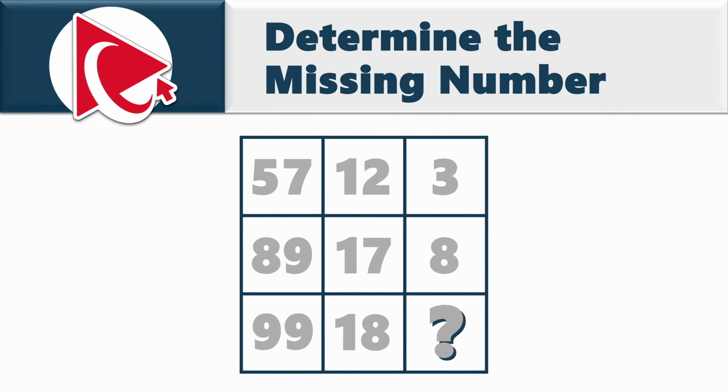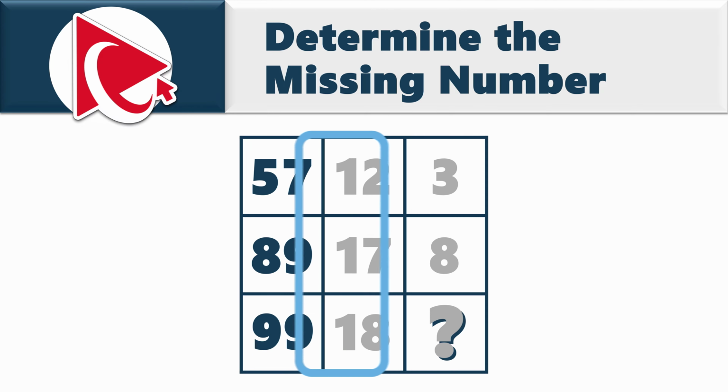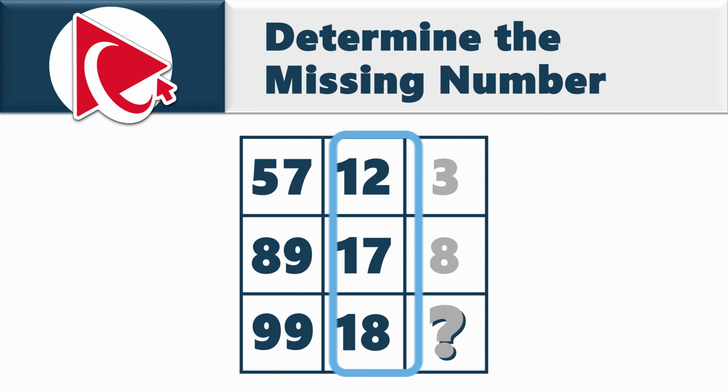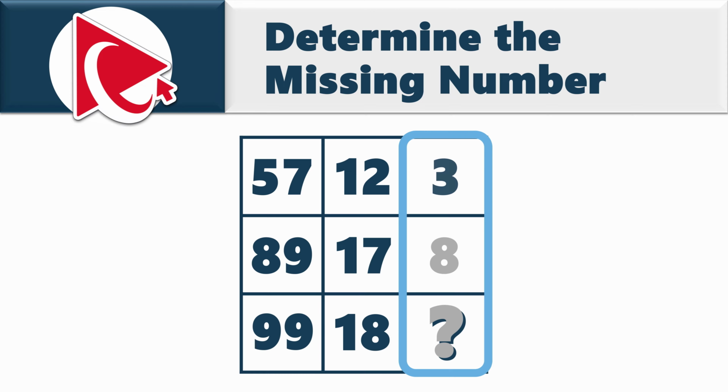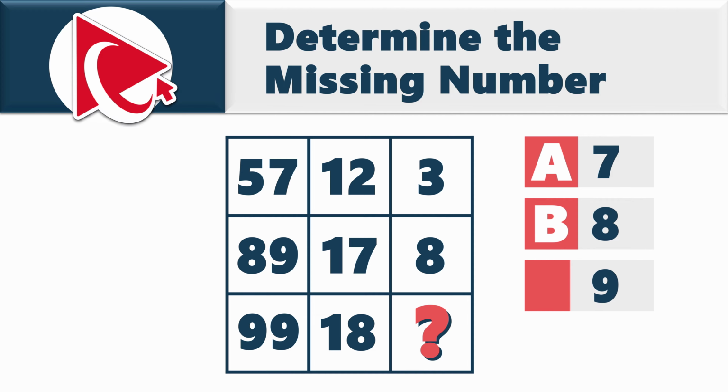You are presented with a 3x3 square. Each cell in the square has a number. The numbers starting with the first column are 57, 89, and 99. The middle column has numbers 12, 17, and 18. And then the last column has numbers 3, 8, and then comes the missing number, which you need to calculate and select out of 4 possible choices. Choice A, 7, choice B, 8, choice C, 9, and last but not least, choice D, 10.